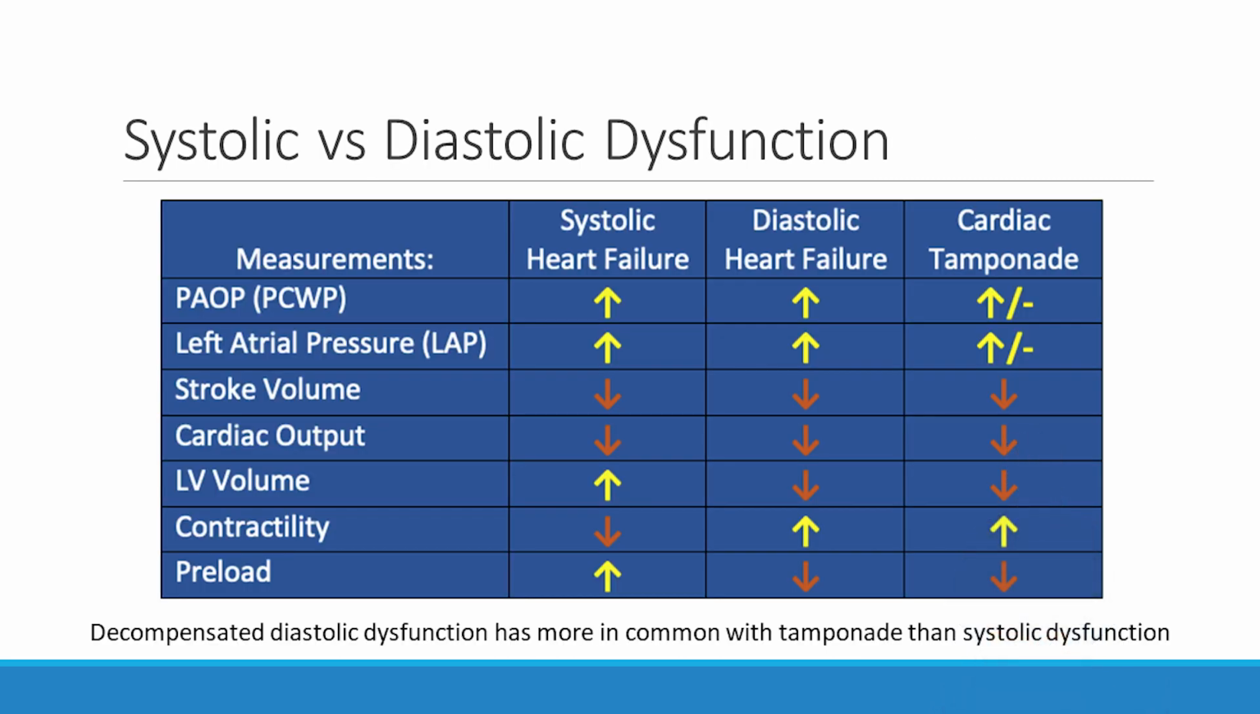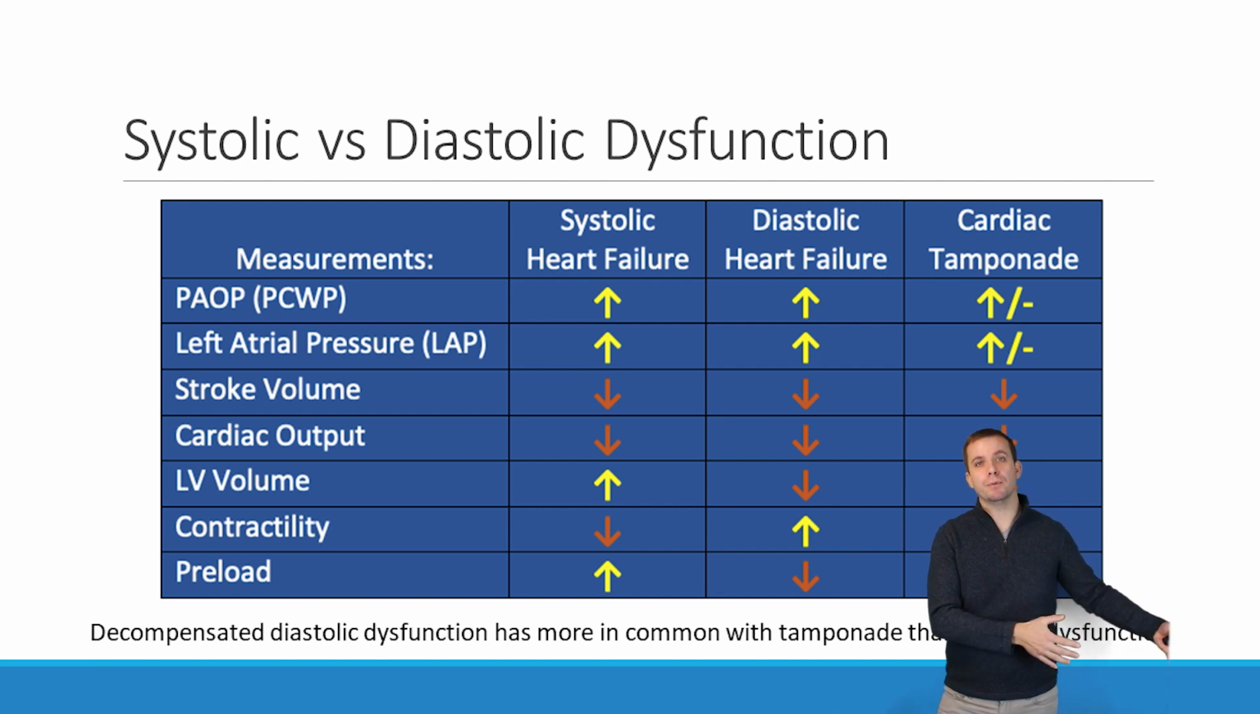In fact, if you look at systolic versus diastolic dysfunction and you look at your wedge and your left atrial pressure and your stroke volume and your cardiac output, LV volume, contractility, preload, you look at all these measurements and you look at how systolic and diastolic look, is that they actually have very little in common. They both have elevated left atrial pressure and elevated wedge, but they have a lot of differences in their LV volume. They have a lot of differences in their contractility and their preload. You could even argue that somebody with cardiac tamponade has more in common with somebody with diastolic heart failure than diastolic heart failure has in common with systolic heart failure.